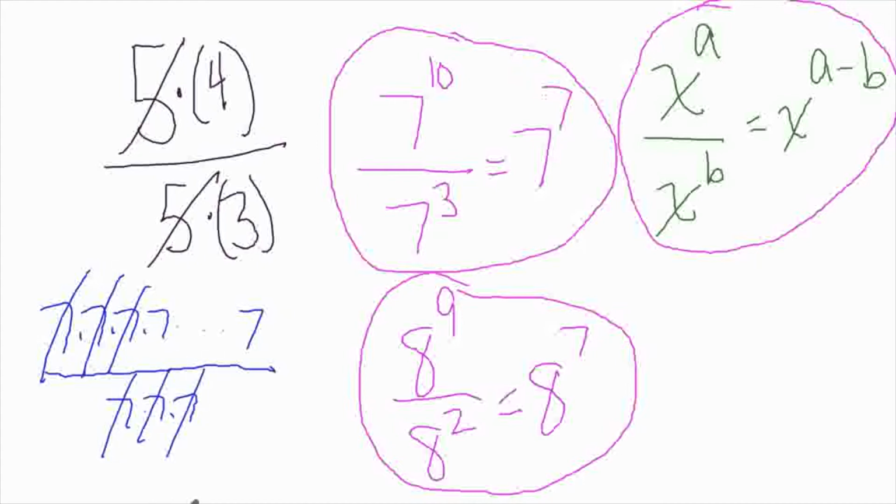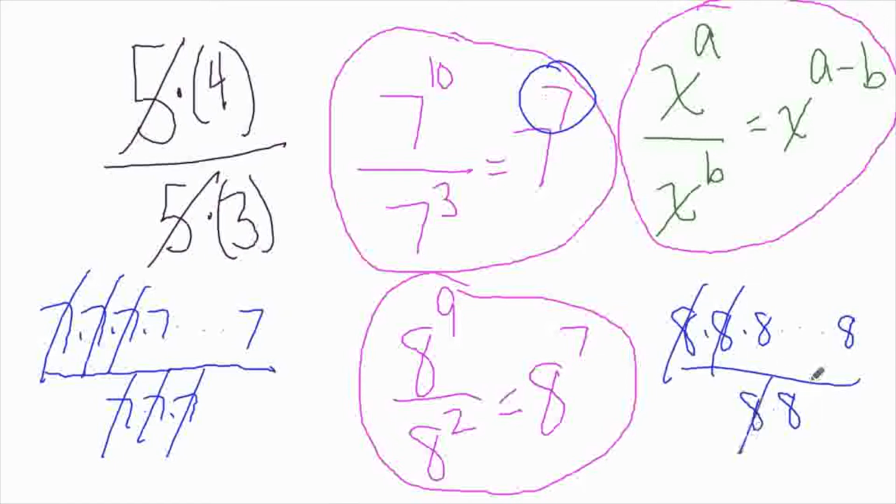Now ask yourself, how many do you have left on top? Well, we start out with 10 and we took away 3, so we have 10 minus 3 left. See that? Let's do the eights example. So again, we have 9 eighths on top and we have 2 on bottom, so you could see that you would cancel out 2. So you're always subtracting, right? You're losing numbers on top, and so therefore the exponent is going to get smaller. You subtract. That's how you get the quotient rule.